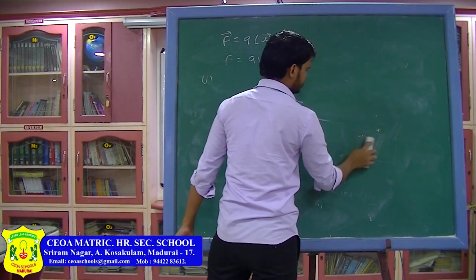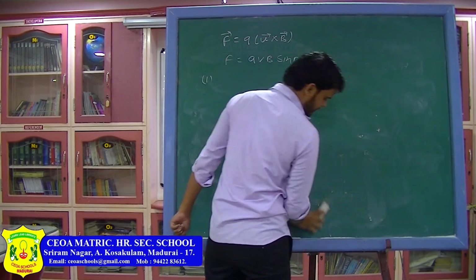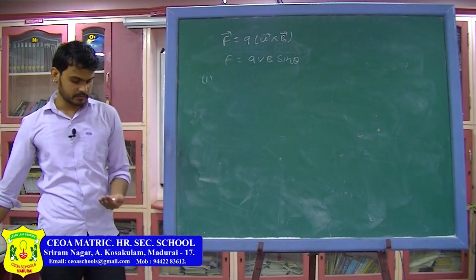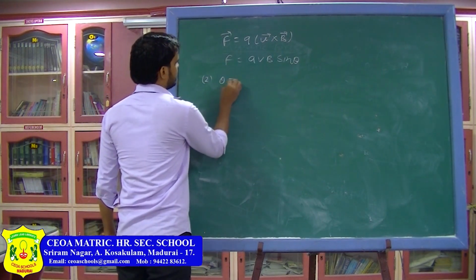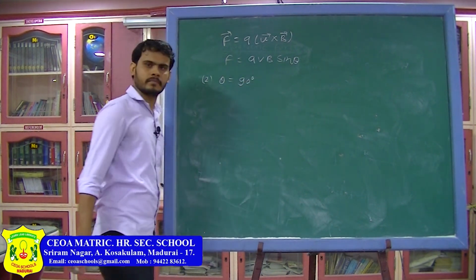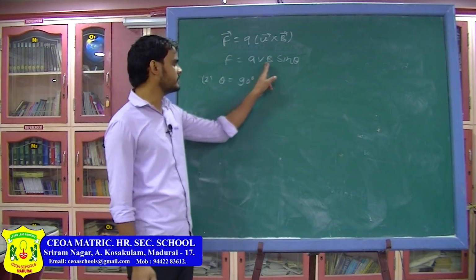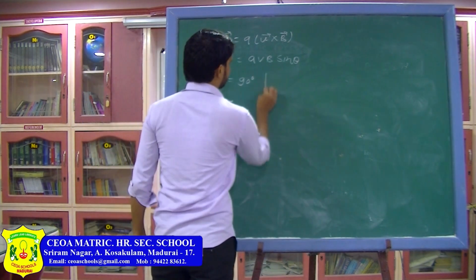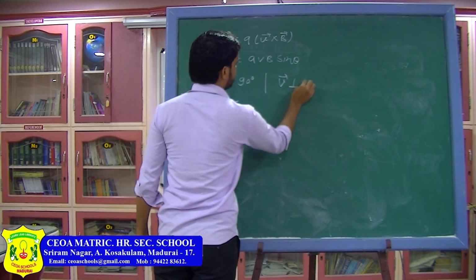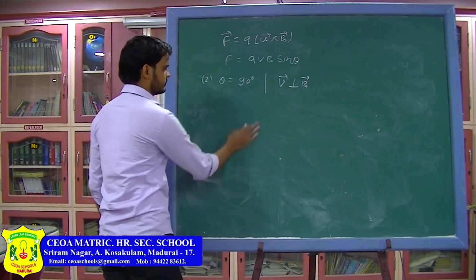Now the second case is the most important case, because here the force will be acting and it will change the direction of the velocity. So the second case is theta equals 90 degrees. Here the angle between velocity and magnetic field is 90 degrees, which means velocity is perpendicular to the magnetic field.